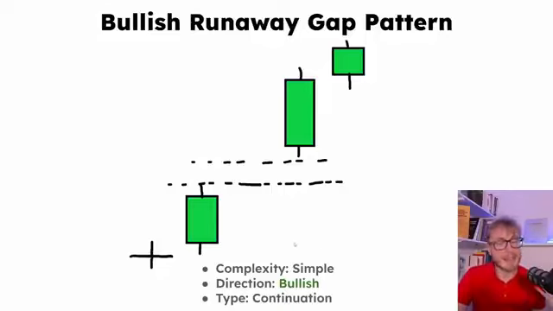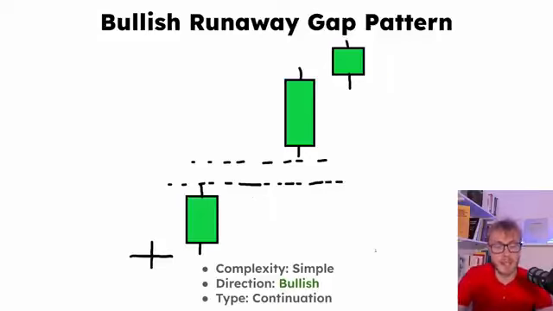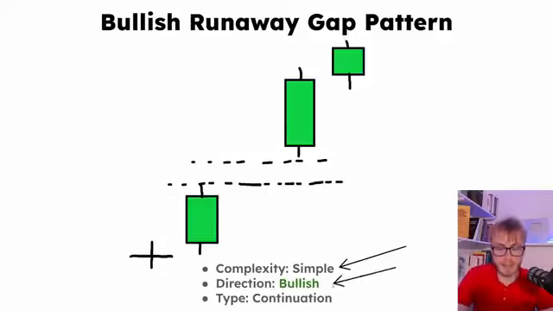All right, so now it's time to take a look at the bullish runaway gap pattern. And this right here is a very powerful pattern, so make sure to really pay attention. When it comes to the complexity for this pattern, it's actually pretty hard to categorize. But I'm calling this a simple pattern because the actual pattern itself doesn't really consist of candlesticks, but rather it consists of a gap. However, the direction for this pattern is bullish, and the type here is continuation.